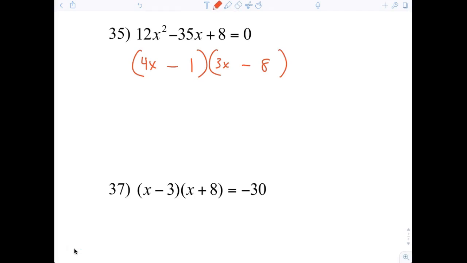All right, now it's equal to 0. So now 4x minus 1 equals 0, 3x minus 8 equals 0. So x is equal to 1/4 and x is equal to 8/3.